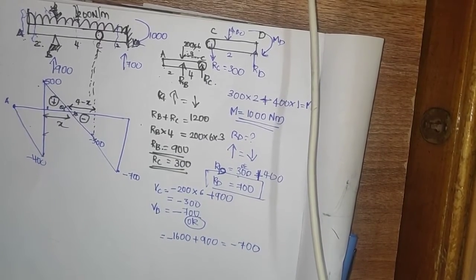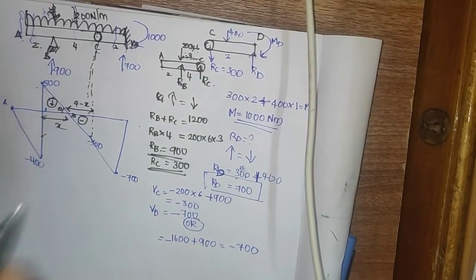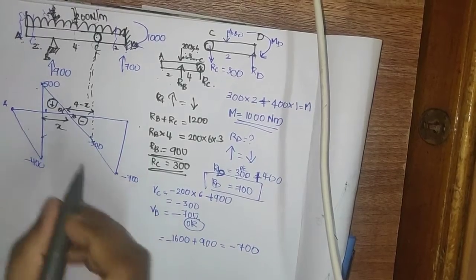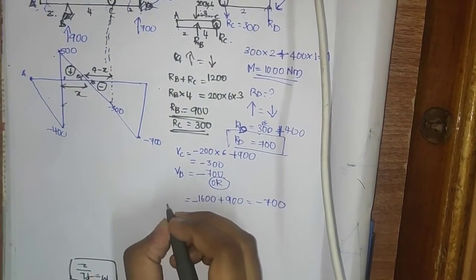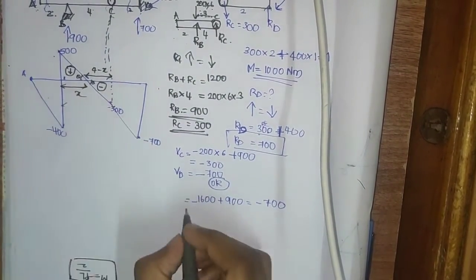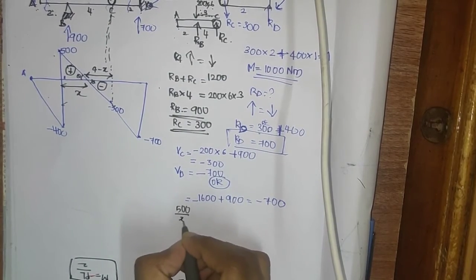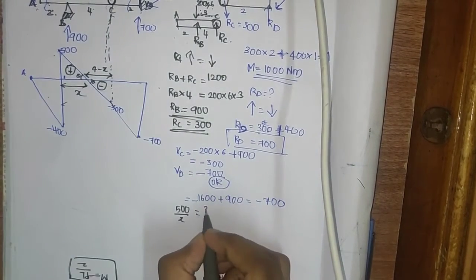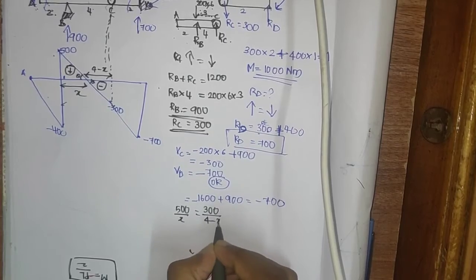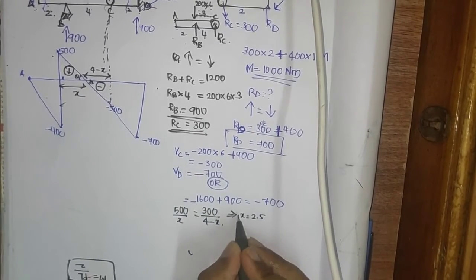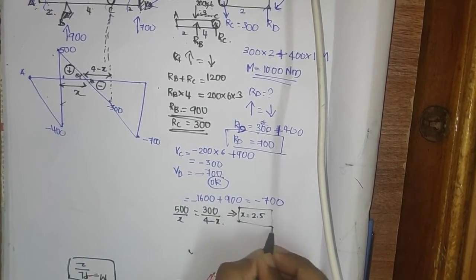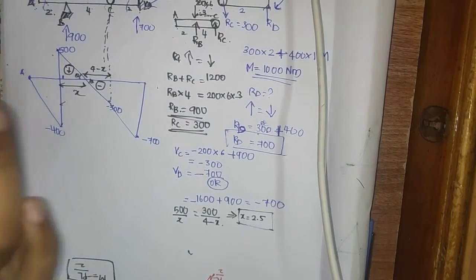So previously, just look at that video, you will know how we have solved this. We will be getting it. So while solving this, what you get is, I'll write here: 500 divided by x equal to 300 divided by 4 minus x. Next we can see this is x equal to 2.5. We got x equal to 2.5. The shear force will be 0.